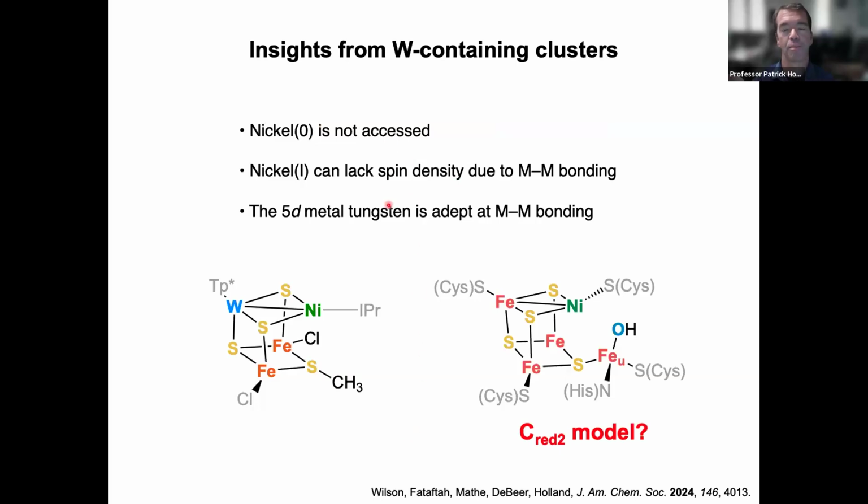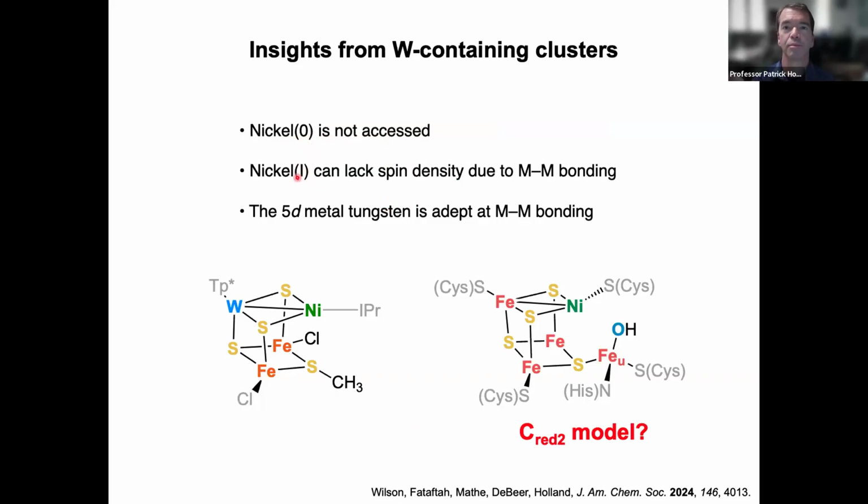And so those are our morals of the story of the first part of my talk, that three-coordinate nickel seems to be feasible. Nickel zero does not seem to be feasible, at least under these conditions. And you can have a small spin density at a nickel one site, even though that might not have been previously considered, but it's because there's a metal-metal bond in which that formally unpaired electron is actually shared.